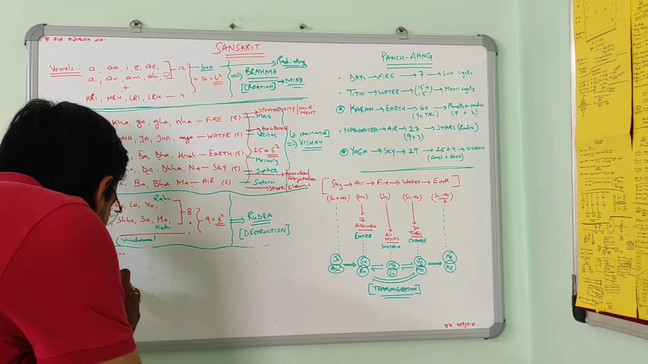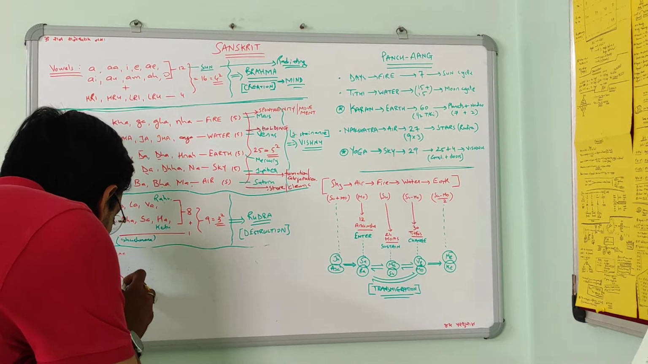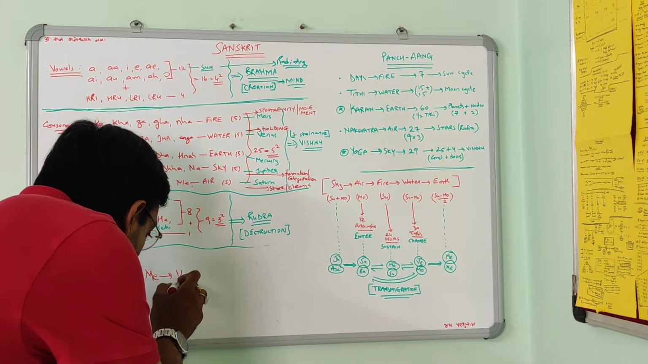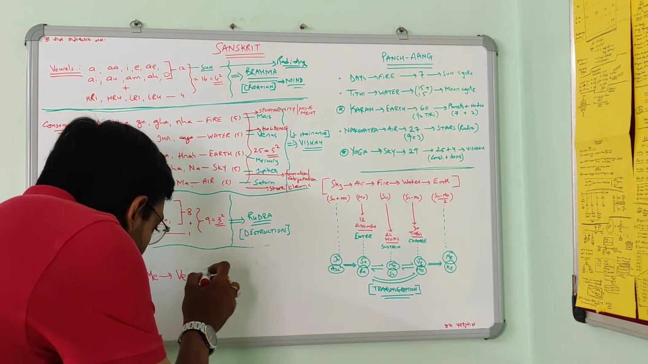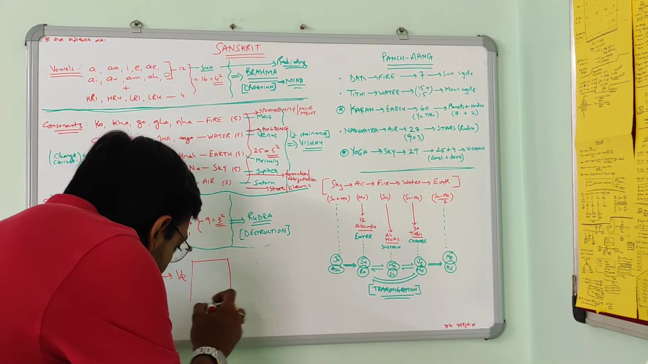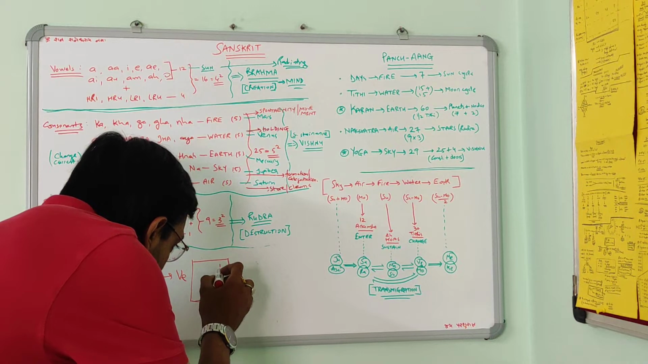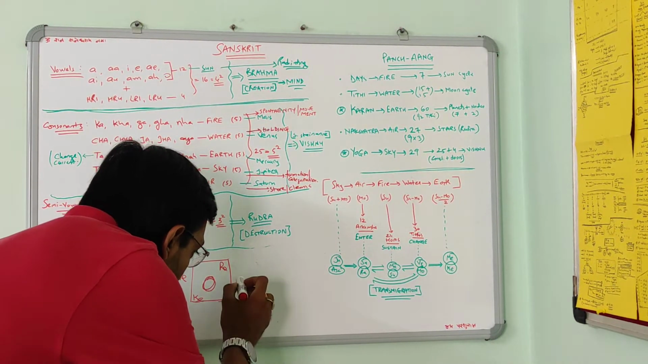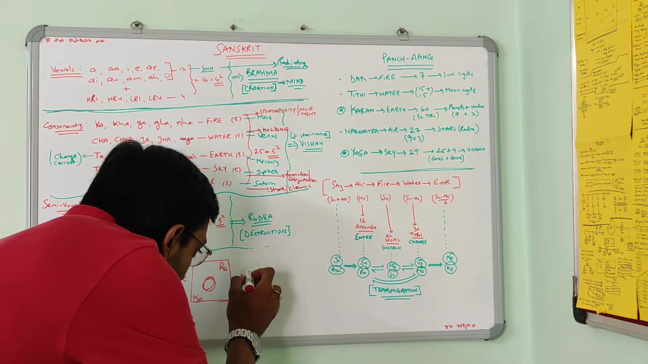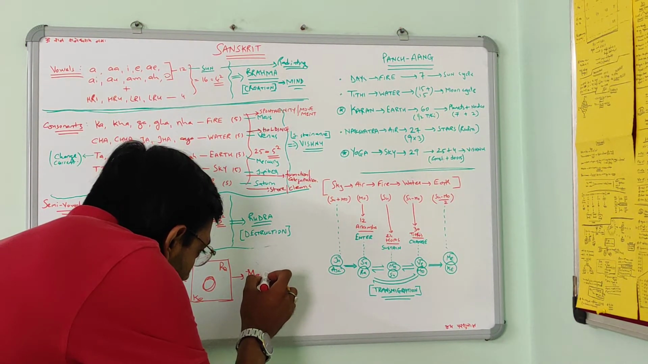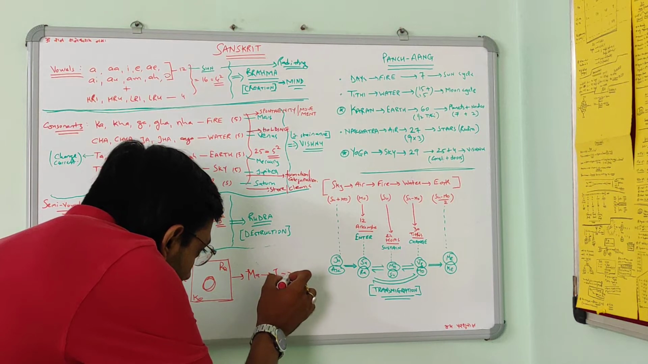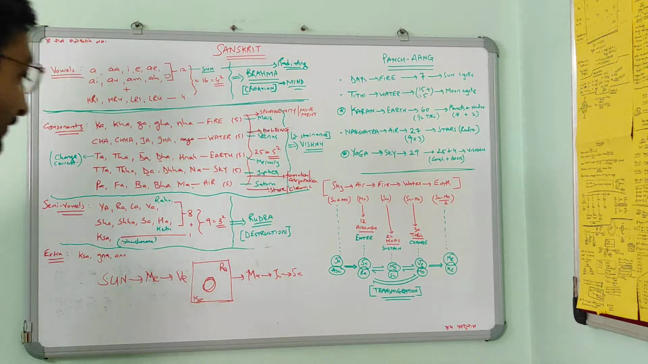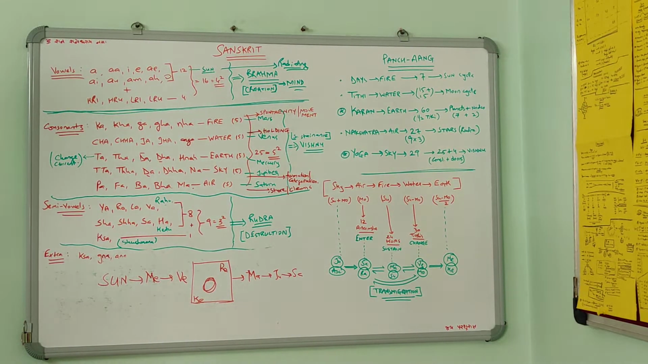Sun, Mercury, Venus. After Venus, over here comes Rahu, Ketu. Over here is our Earth. Then comes Mars, Jupiter, and Saturn. So this is the system.